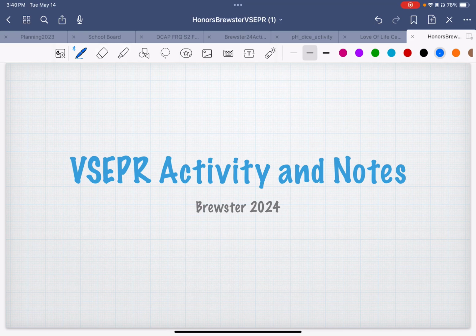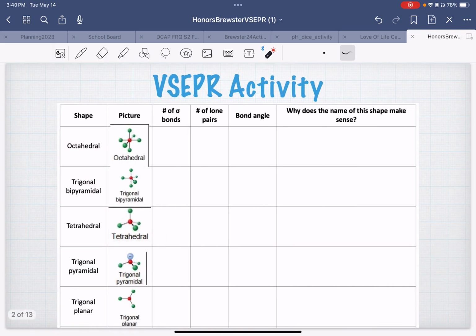Okay, this is going to be going over VSEPR activities notes. Some of these notes are incomplete, but I'm going to go ahead and record and share this with you. So this is just set up to show you some of the different VSEPR models that there are, and we could get into the number of sigma bonds, lone pairs, and so forth.